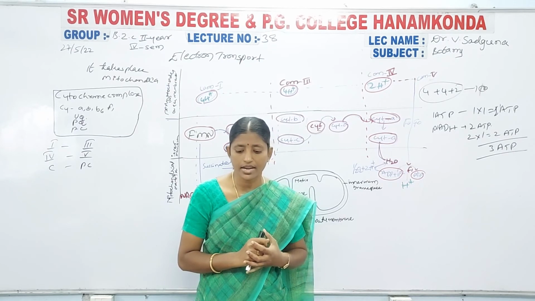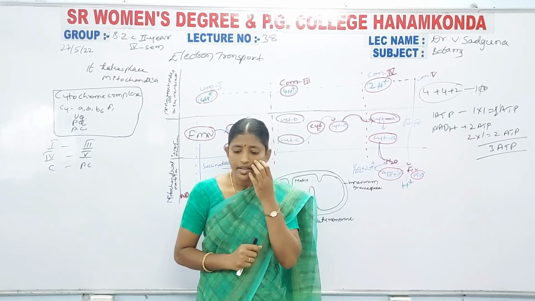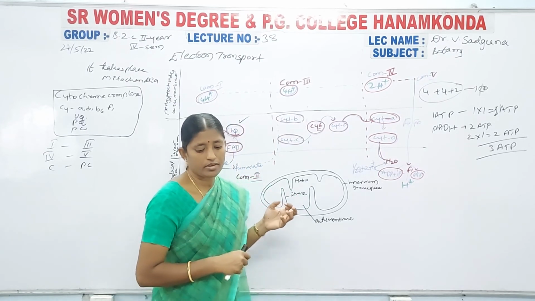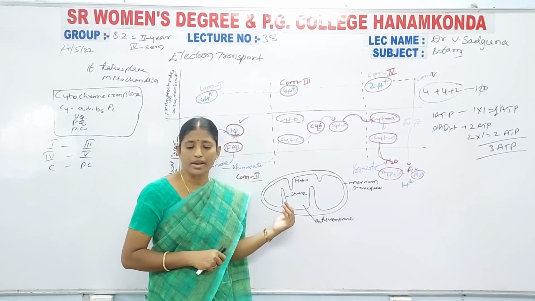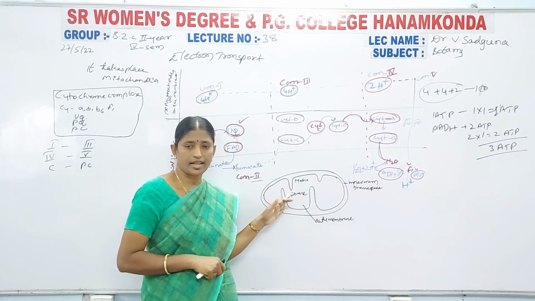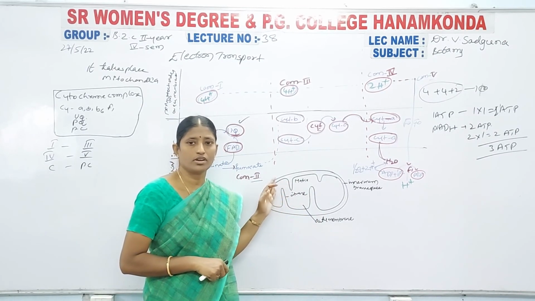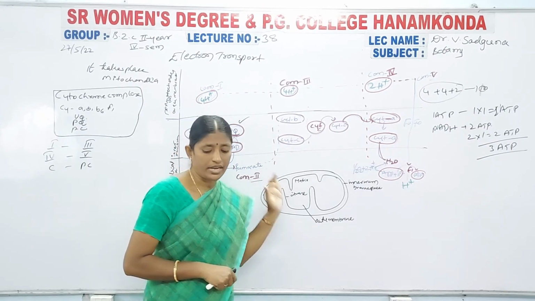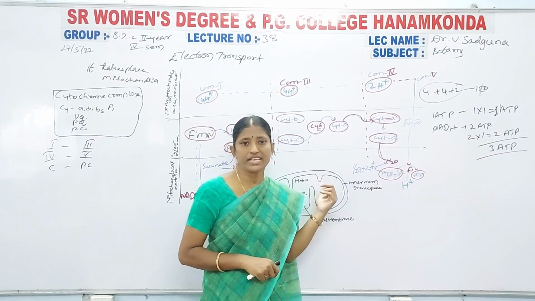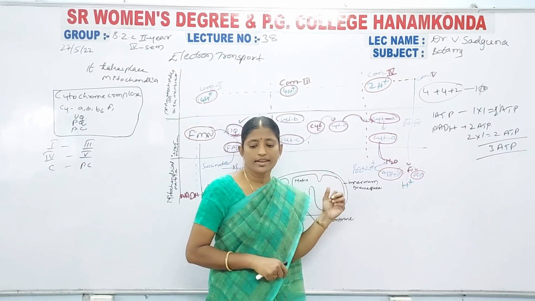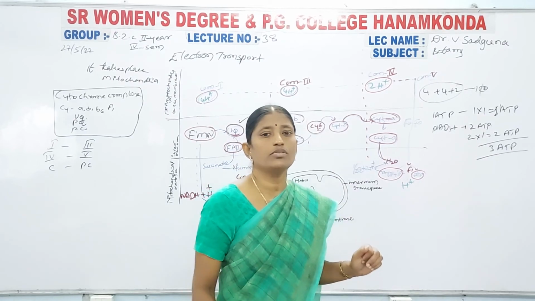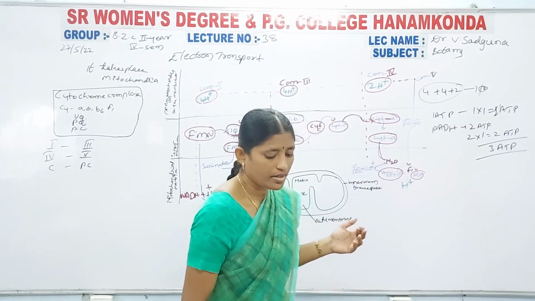Across the mitochondrial inner membrane, protons are pumped into the matrix. Almost all protons are in the matrix. The inner membrane is also known as the proton membrane. Then the H plus ions in the mitochondrial matrix move down to the outer side of the membrane.